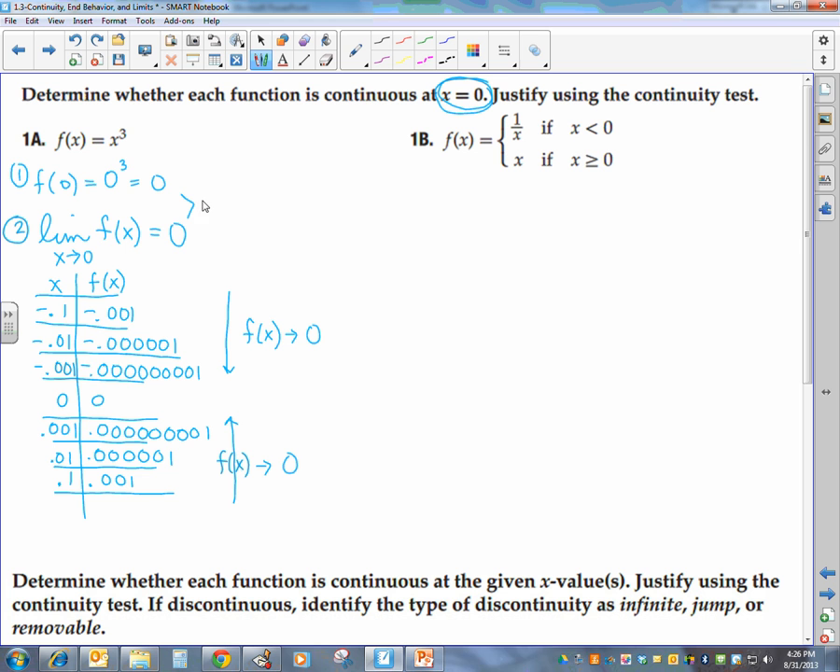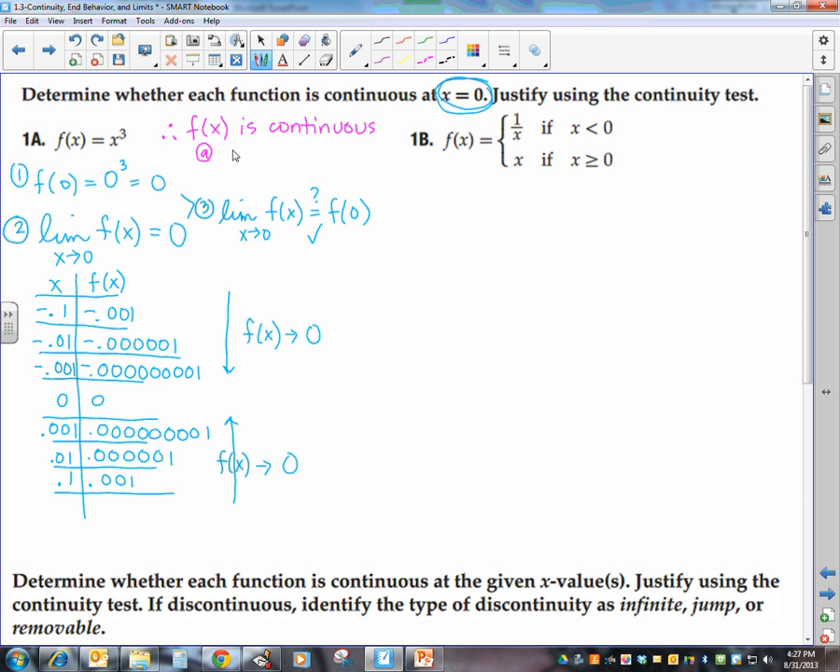And our third condition says, does the limit as x approaches 0 of f of x equal f of 0? That's what we're trying to figure out, and it does. So, to answer the question, we say, therefore, f of x is continuous at x equals 0.